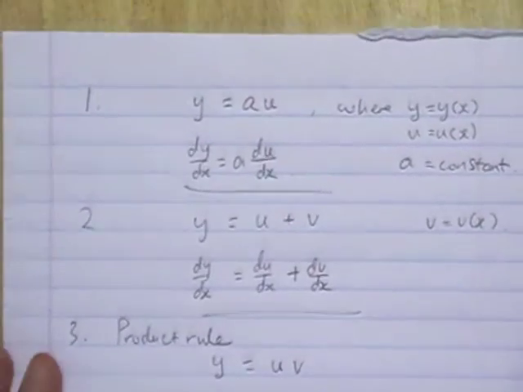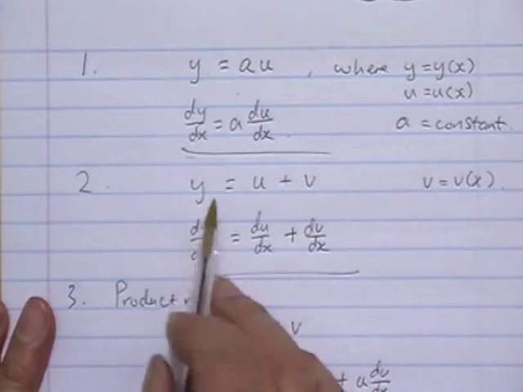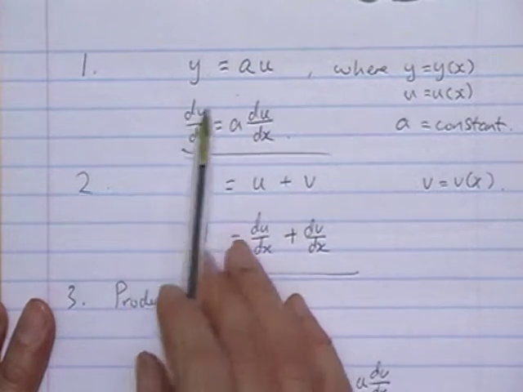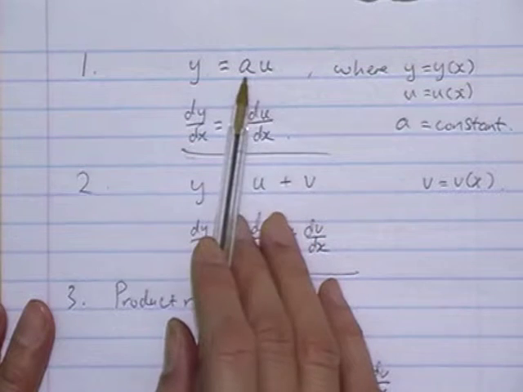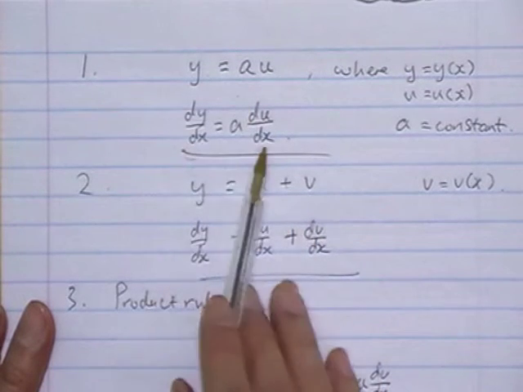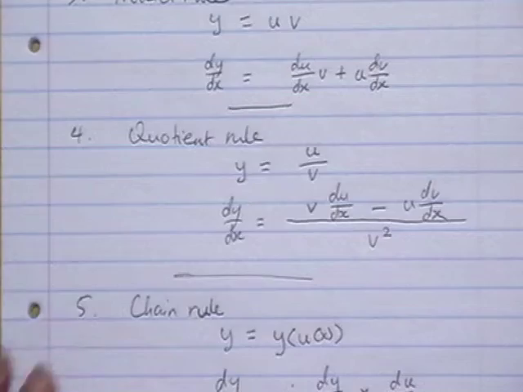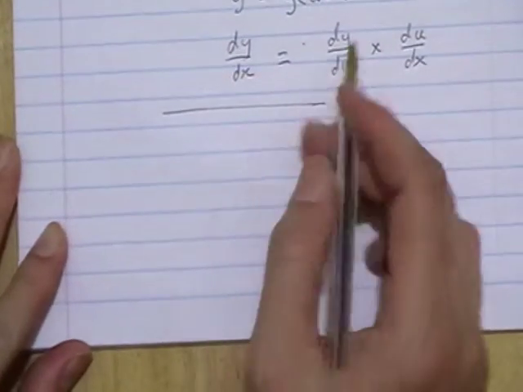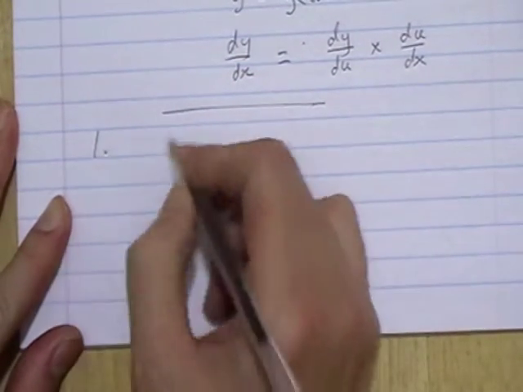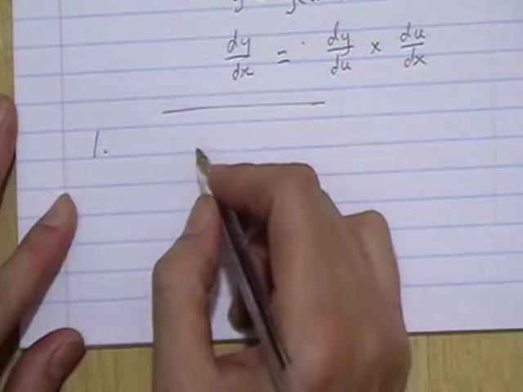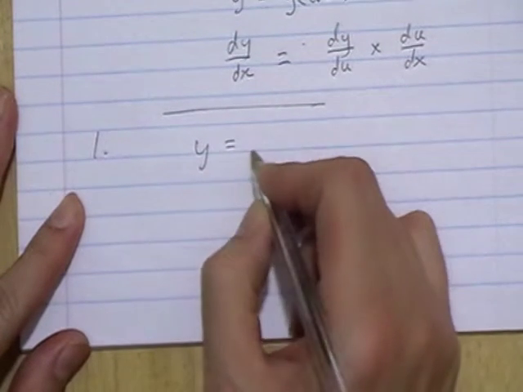Let's remind ourselves of the first rule. It's where a function is multiplied by a constant. We want to prove this. To prove this, we would start with, okay, let me copy this out again.